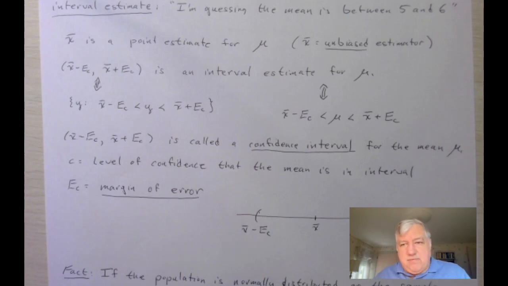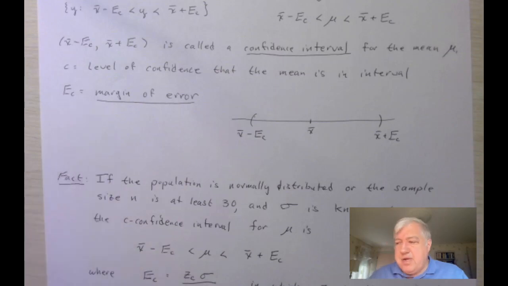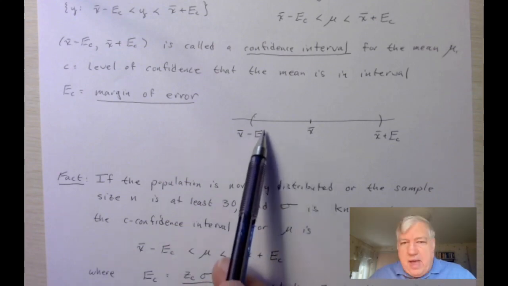confidence interval for mean mu, and it's actually called a C confidence interval, where C is the level of confidence that the population mean is in this interval. We call E sub c the margin of error, and you've probably heard of that term before, even before this course, when they talk about certain polls or surveys in the news, and they say, oh, this is within the margin of error, or something like that. We're going to be talking about that as well, but right now we'll interpret the margin of error as half the length of this interval.